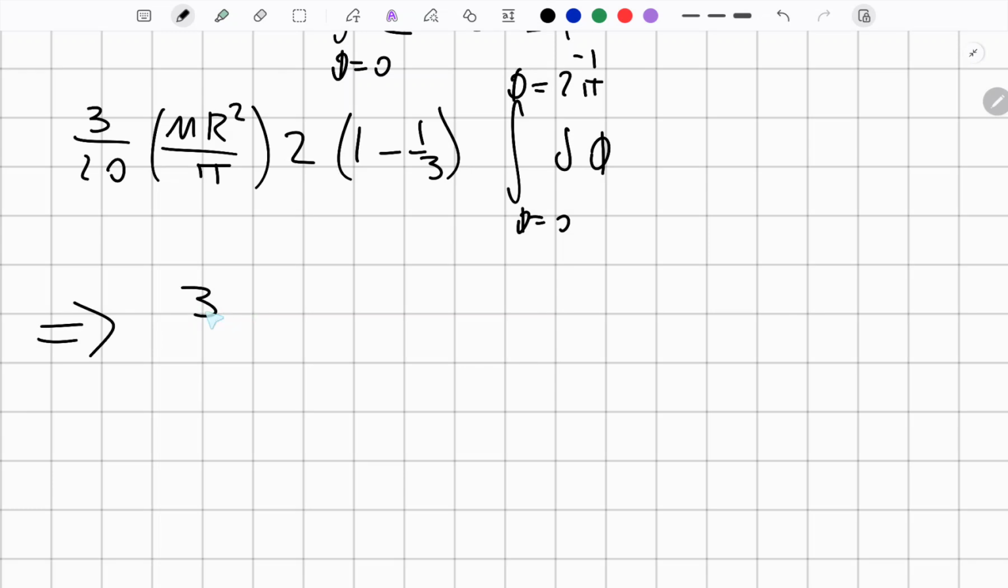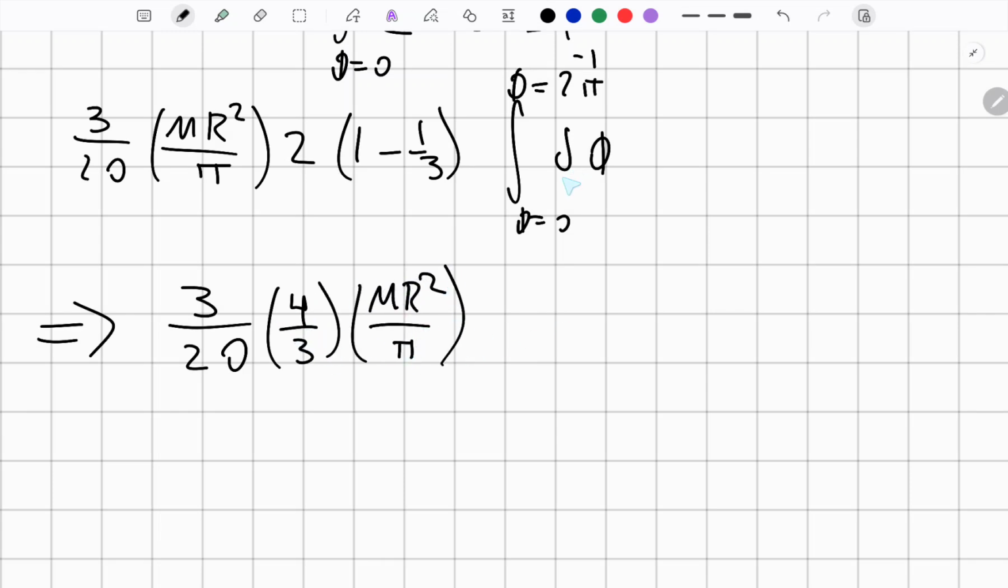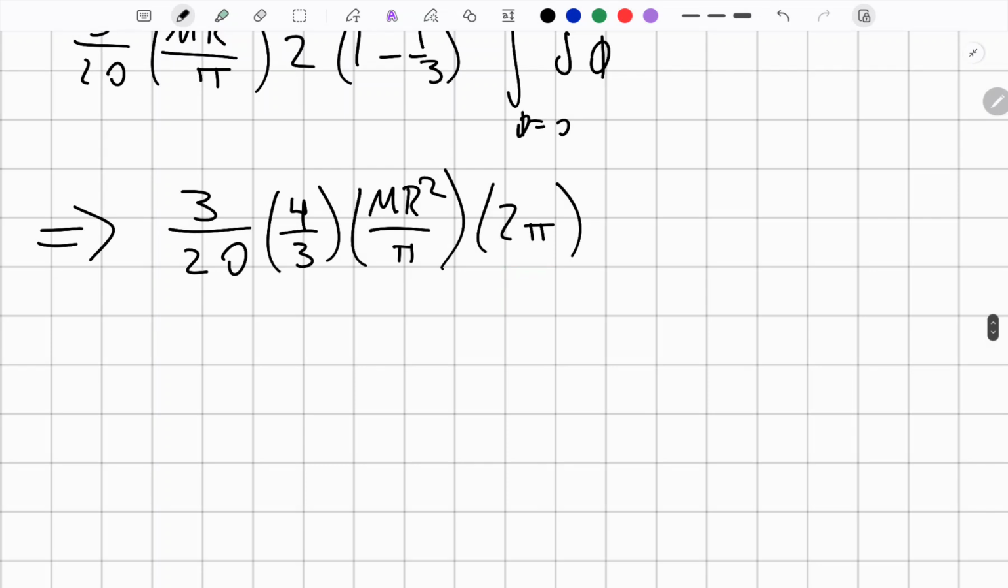And we're nearly there. That's going to be 2 times 2/3. It's going to be 4 over 3 m R squared over pi. This is just going to evaluate out to 2 pi. You notice we're going to have some pi's here that go away. We're going to be left with m R squared. We have 3 times 4 times 2. That's 24. 20 times 3. If we're smart, we could have eliminated the 3 there, but I'll show you here.